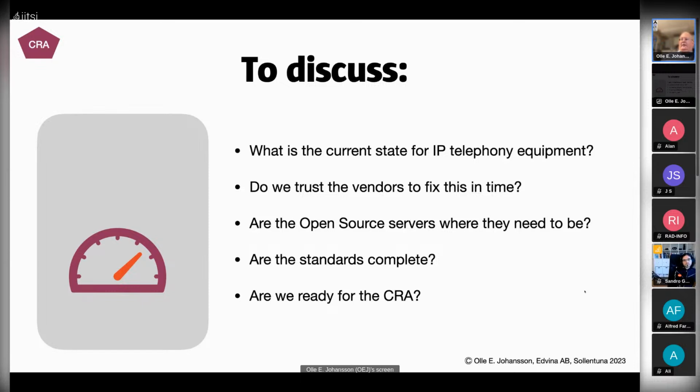Should we buy them now and put them in our warehouse? But we can't deliver them to customers, just for ourselves then. Are the open source servers where they need to be? Are the standards complete? Are we ready for the CRA in this world? What do you think? Turn on your microphones, your video, and let's see what happens.